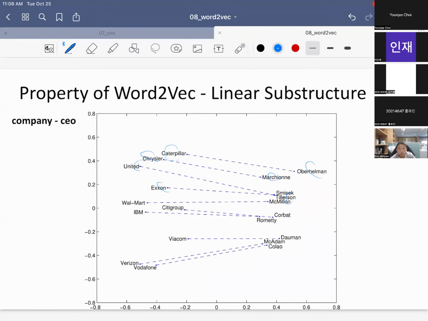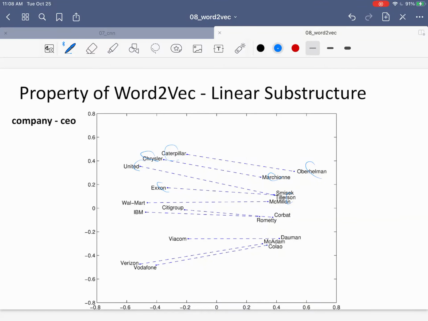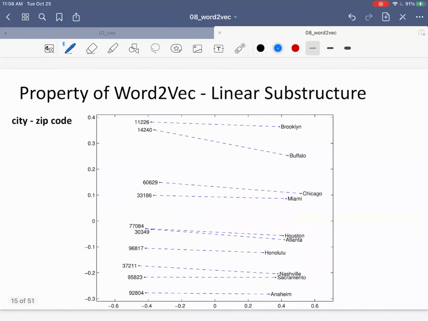Yeah, a call came. All right, so we were seeing the company CEO example, and the next one is city and zip code. So zip code is 우편번호죠. City, so all the different cities in the United States and the different zip codes, and you can see again the difference vectors are almost the same.